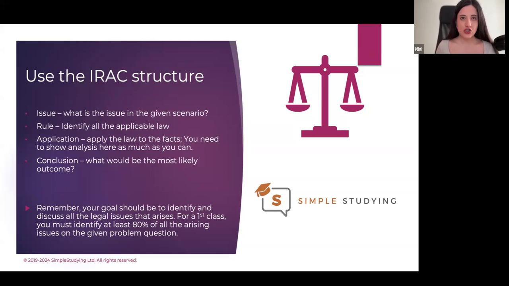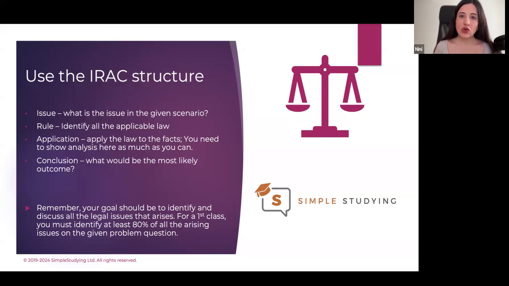You start with the issue. What is the issue in the given scenario? Rule. Identify the relevant law for the problem question that is given to you. Then apply it to the facts of the case. You need to apply the law to the facts. And finally, you have to make mini conclusions after each legal issue.